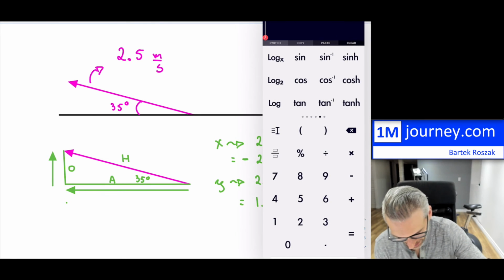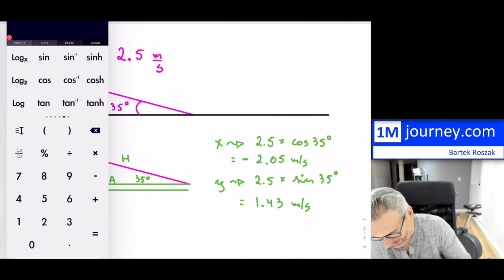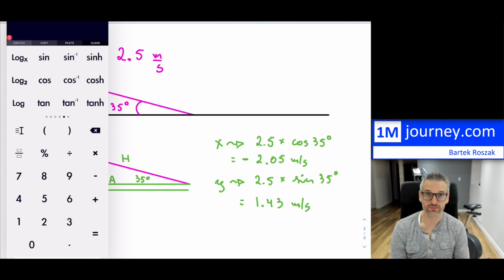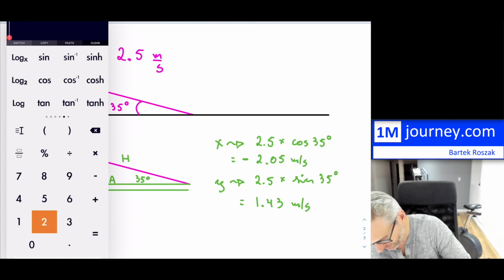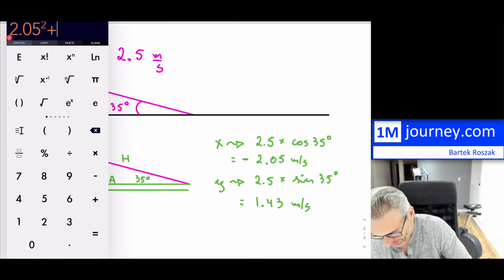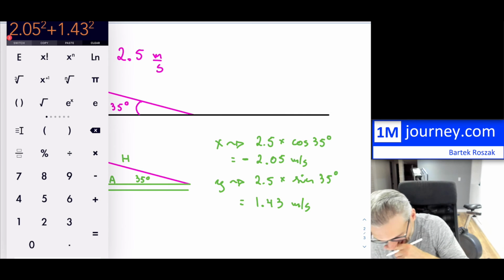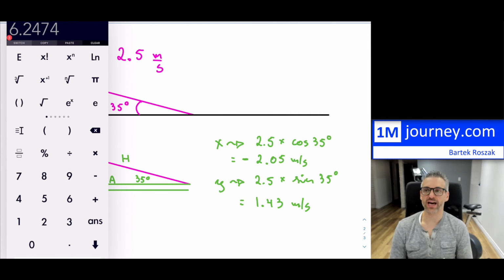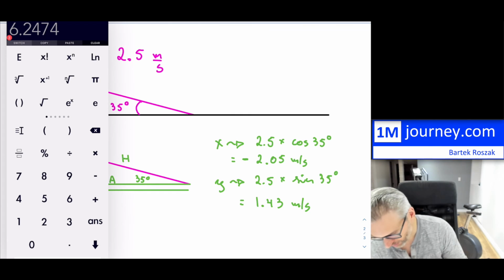So for instance, of course these are rounded, so it's not going to be exactly, but notice the negative won't matter because if you square a negative, it's going to be positive. So 2.05 squared, plus now you're going to take the 1.43 and square that. Notice you're going to be adding those two together. So it's 6.2474, etc. But now you want to take the square root because the hypotenuse squared is equal to this.